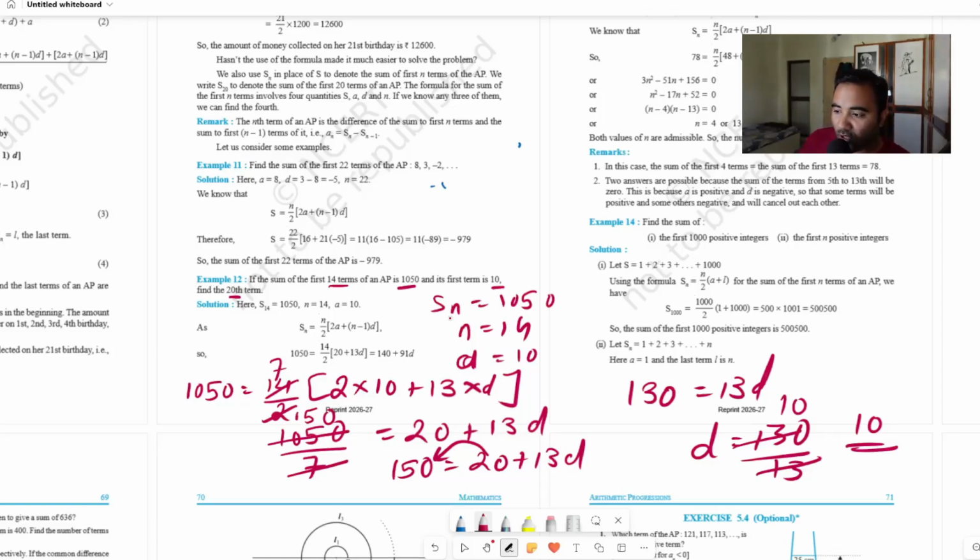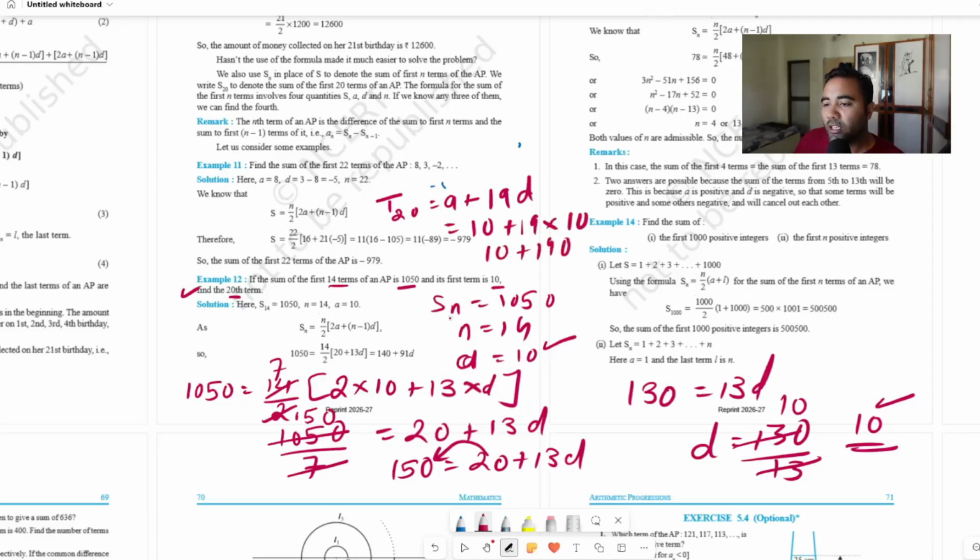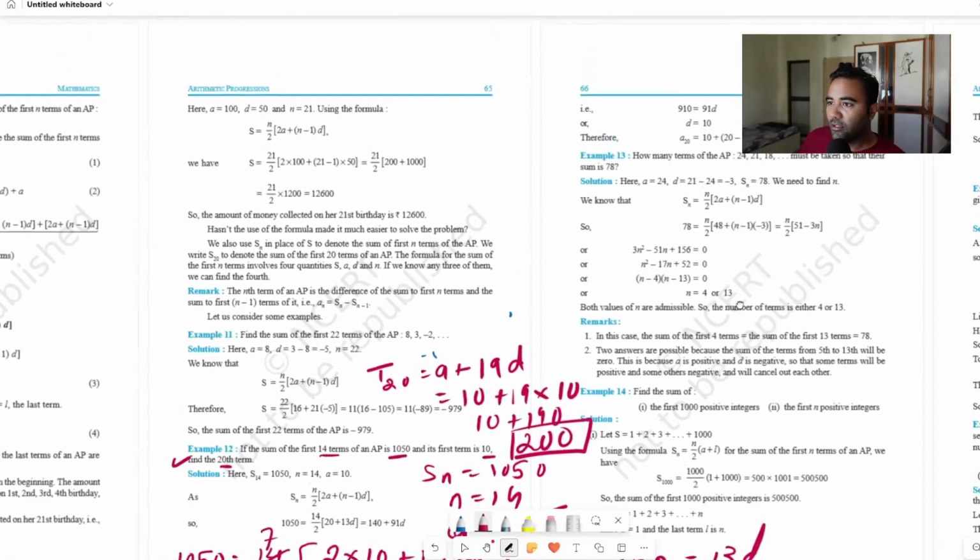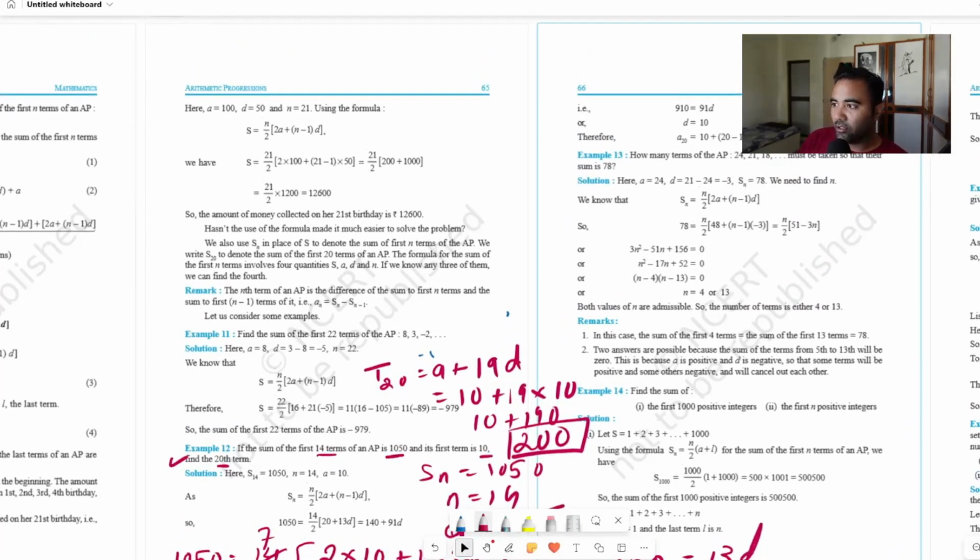So far so good. Now you have d, now you have a. The question is to find the 20th term. So we'll use the formula that we learned previously, that is T20 is equal to a plus 20 minus 1, that is 19d. What is a? 10 plus 19 into d, which is also 10. So 10 plus 190 gives you 200. So is 200 the answer? Let us check. Yes, 200 is the answer.